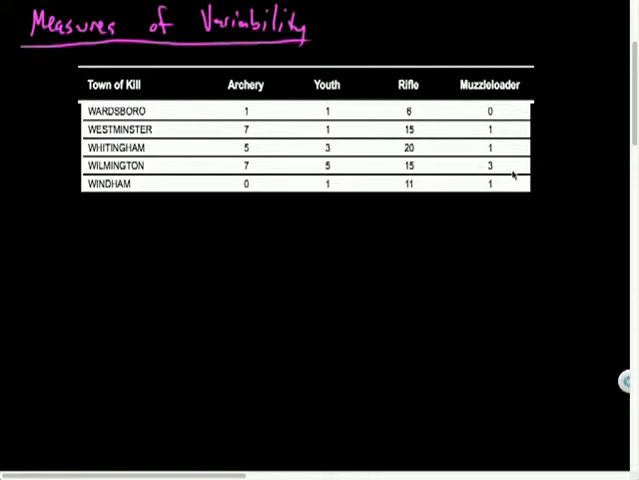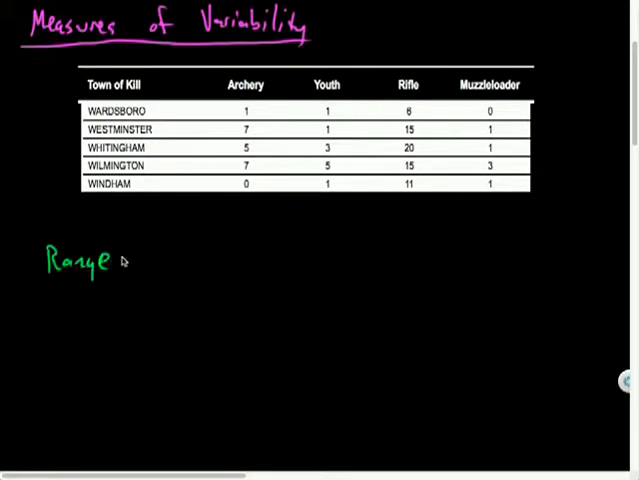So wow, Wilmington representing with the muzzle loading. Wow, 3 compared to all those other W towns combined. Man, so if we ever get attacked by some redcoats, Wilmington knows how to defend itself with the muzzle loaders.